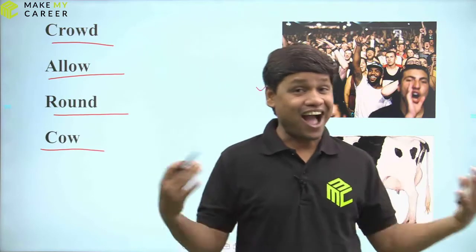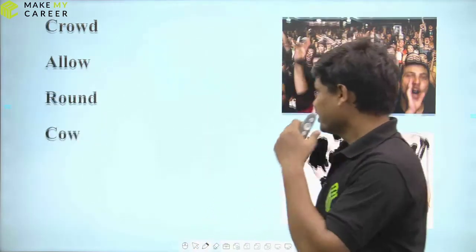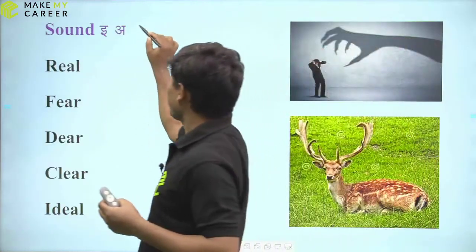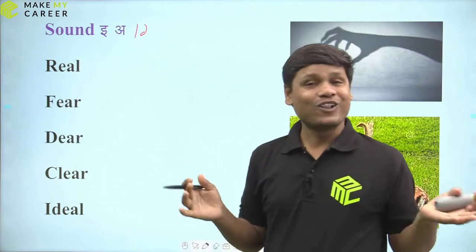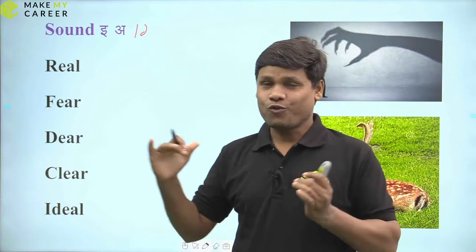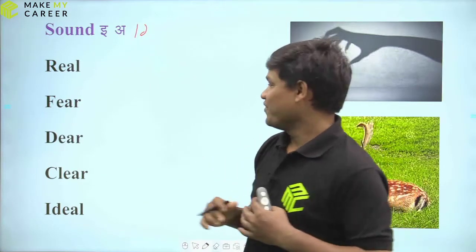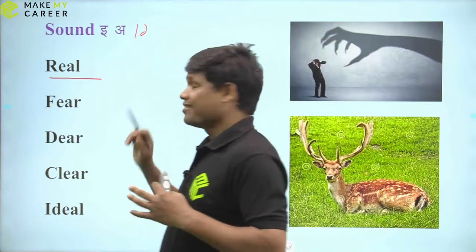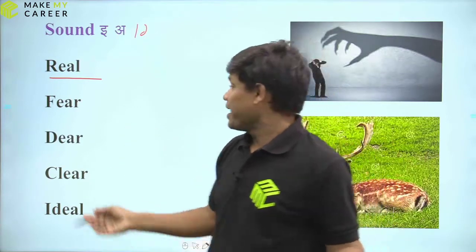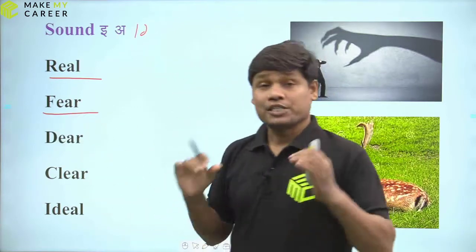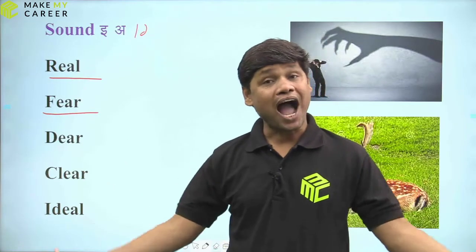All right. Cow. All right. Next one is sound E and O. You have to write all the symbols by watching the previous videos. Now, real, real, right? Really. Next one is fear. Don't fear, my dear.